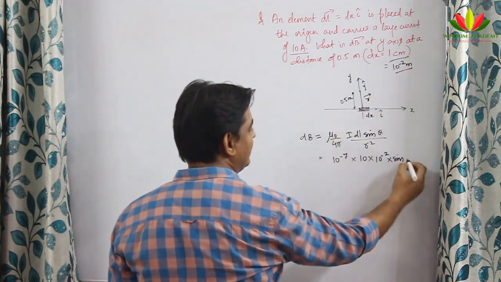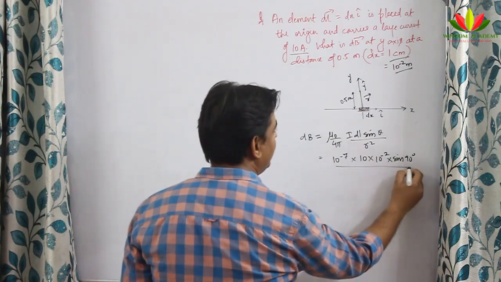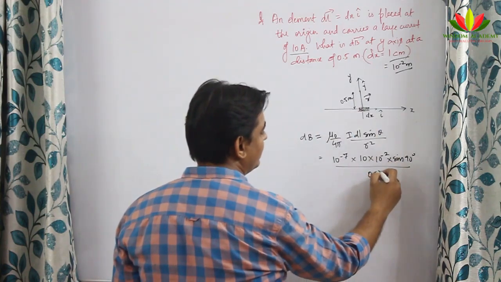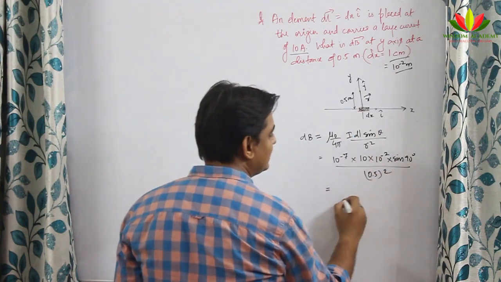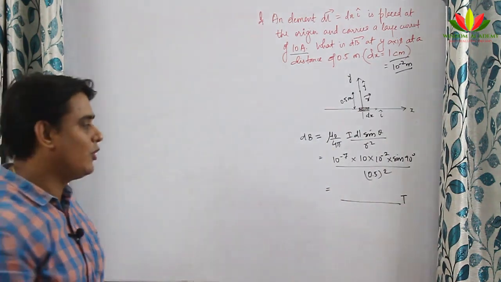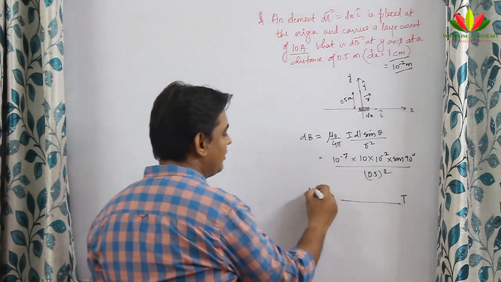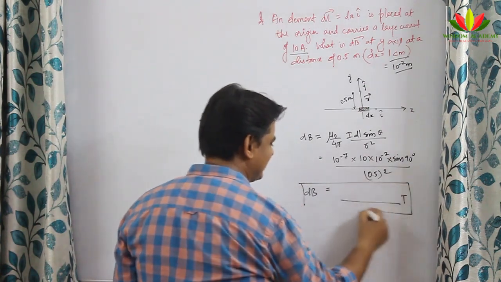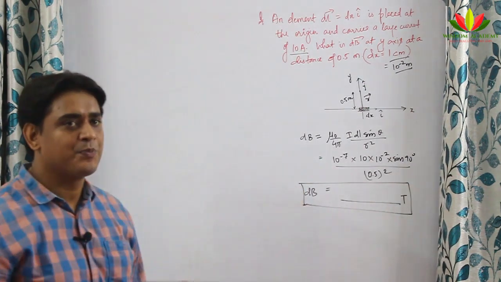So the angle between them is 90 degrees. So sin 90 degrees by distance is 0.5. So 0.5 square. When you solve this, you will get the value of the magnetic field's magnitude. So what is the magnitude of the magnetic field? That will come if you solve this equation. It's a very simple equation. Please solve it and you will get the answer.